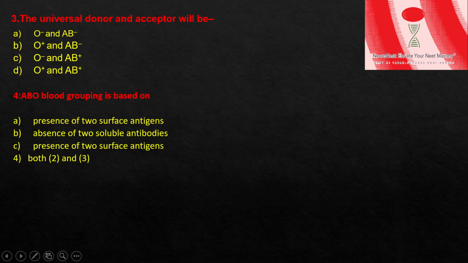Now come to another question. The universal donor and acceptor will be. I already discussed this. Universal donor means the person who donates blood to any blood group, and universal acceptor means the person who accepts blood from any person. So in this scenario, the answer is O negative is the universal donor, whereas AB positive is the universal acceptor.